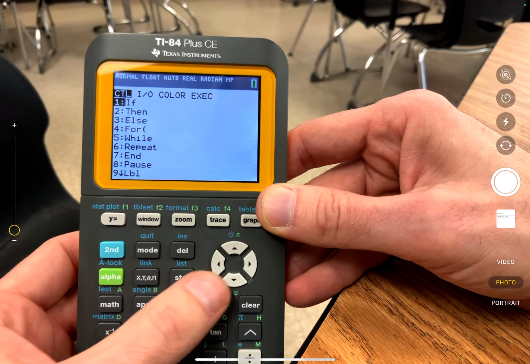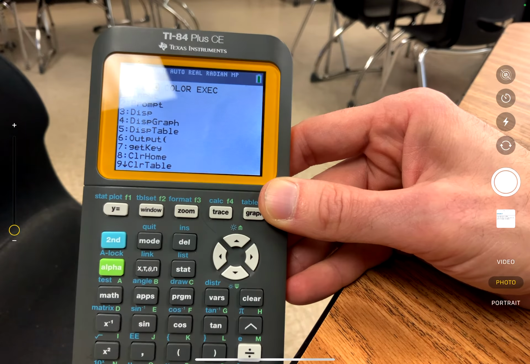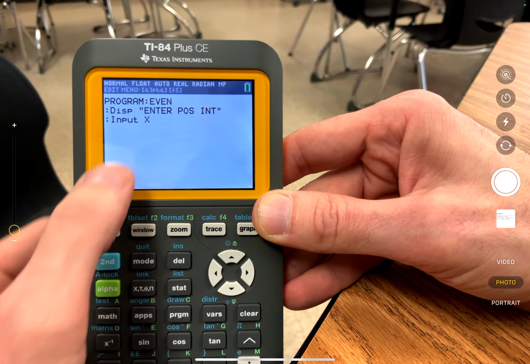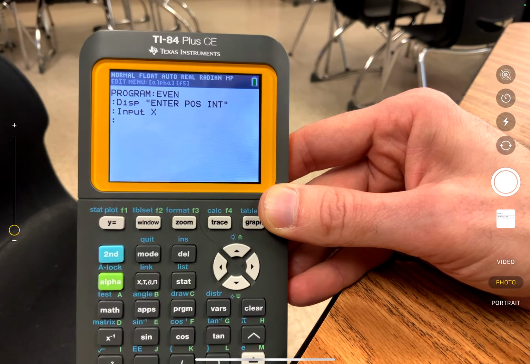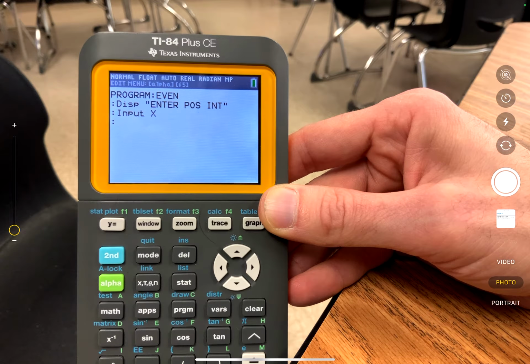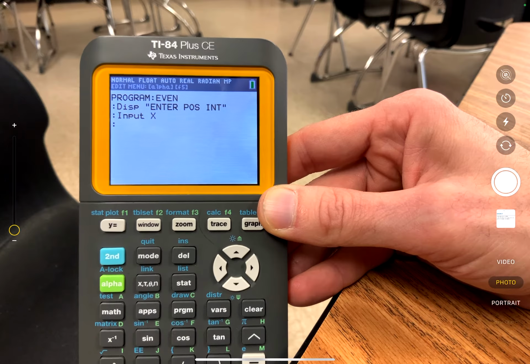So program, IO, and then just choose number 1, and we're going to store that as X just because it's super convenient. It's just right there. All right. Input phase is done. I got the number from them, and now I need to test this number. So we'll start our conditional.